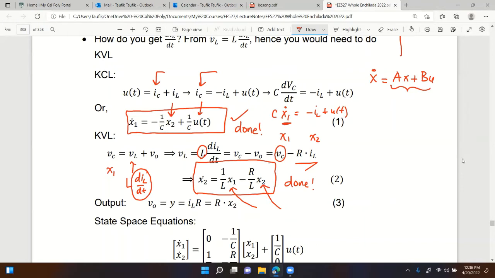Well, output is defined to be voltage across the resistor, right? Right here. That's our output is equal to IL times R, right? So y is equal to R times x2, since IL is our x2. Y is already on the left-hand side, R is a constant, and x2 is already on the right-hand side of the equation. So check whether on the right-hand side of the equation you have only state variables or inputs or both. In this case, you only have one state variable, which is good. So you're done with the output equation.